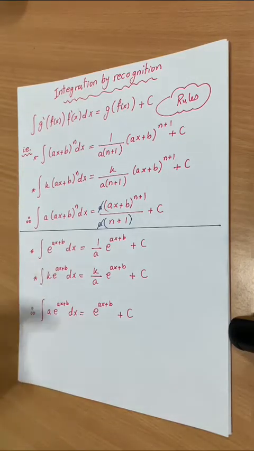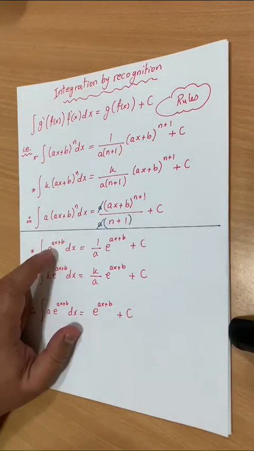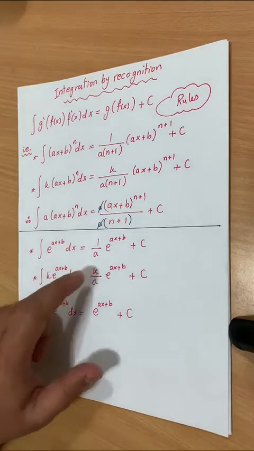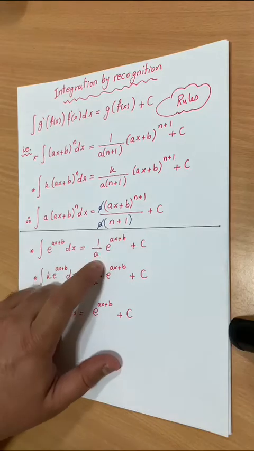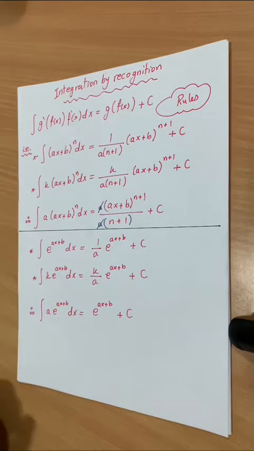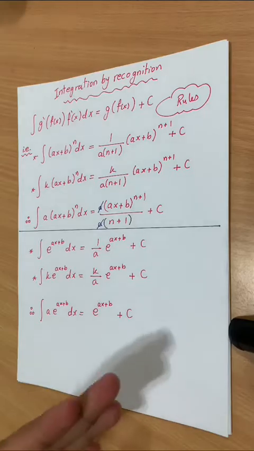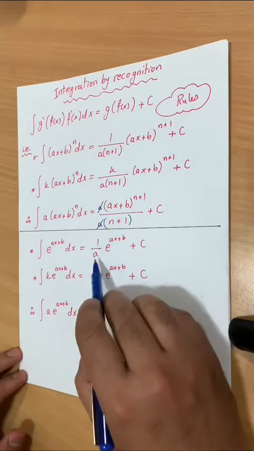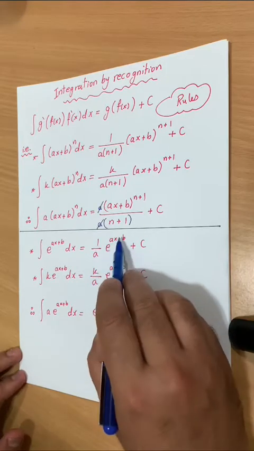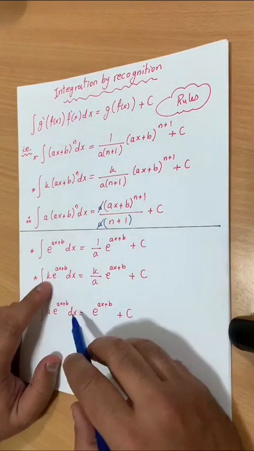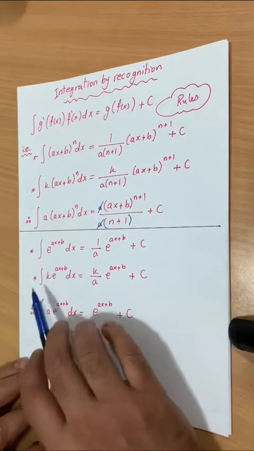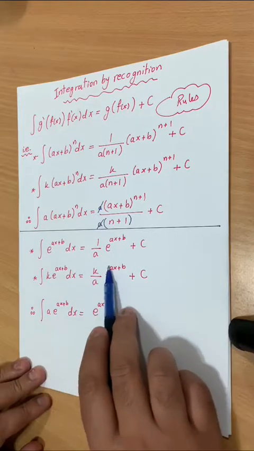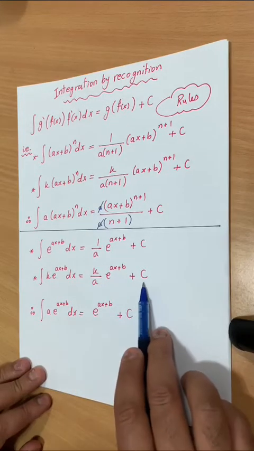Integration of e as well has the same idea. Integration of e power of ax plus b: the derivative of the power is a, you need to divide by the derivative, and integration of e will be the same thing as we did in differentiation of e, which is e itself. So divided by the derivative of the power times e itself. Integration of k, any constant which is not related to the derivative: you divide the constant by the derivative of the power, multiplying e itself without any change, plus c.